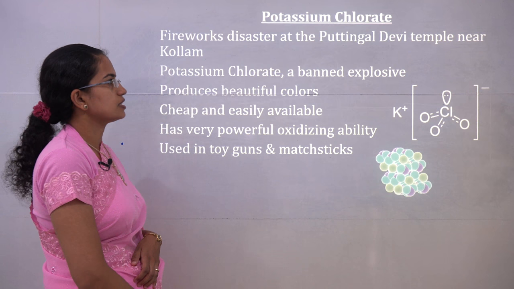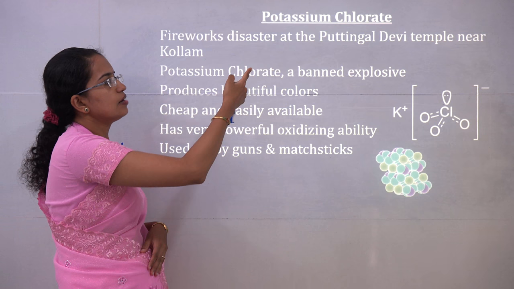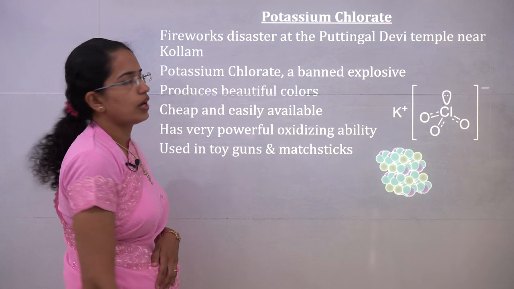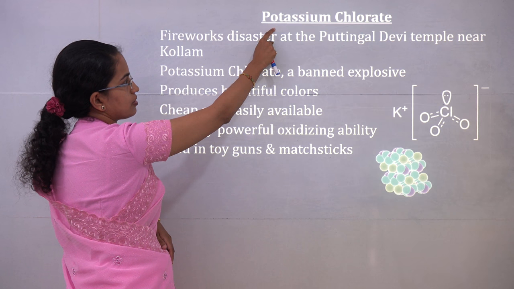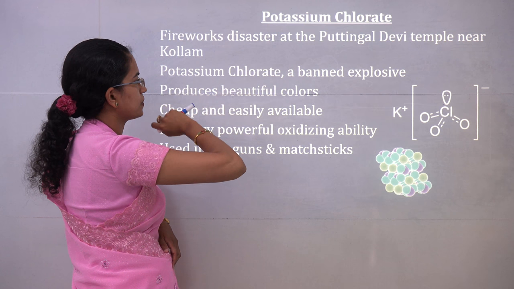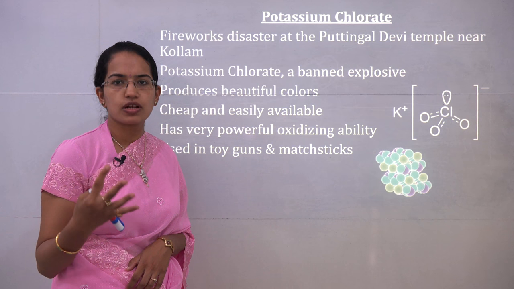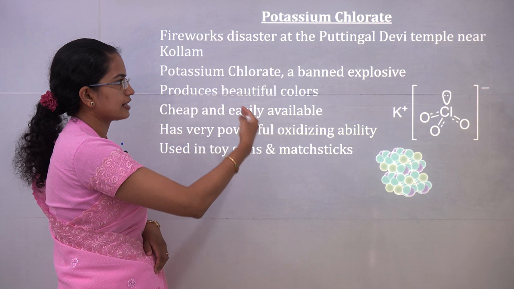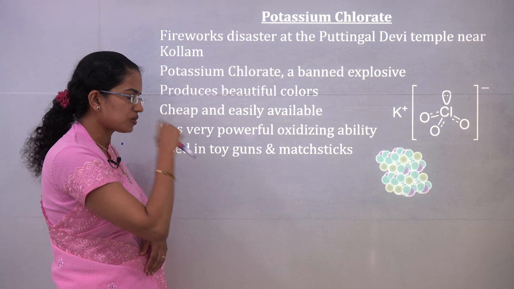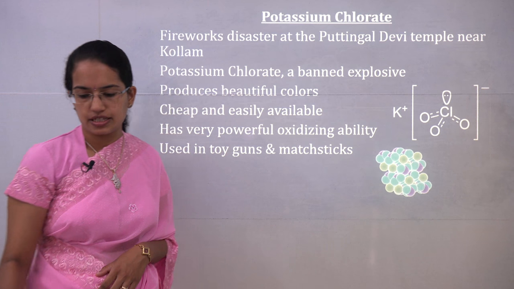The next is potassium chlorate. Now there was recently a disaster at the Puttingal Devi temple in Kollam, Kerala. This disaster was caused by the banned chemical or banned explosive, which is potassium chlorate. It is used in the explosive industry to produce beautiful colors, but it is very harmful and therefore has been banned. It is also used in toy guns and matchsticks, and it's very cheap and easily available.